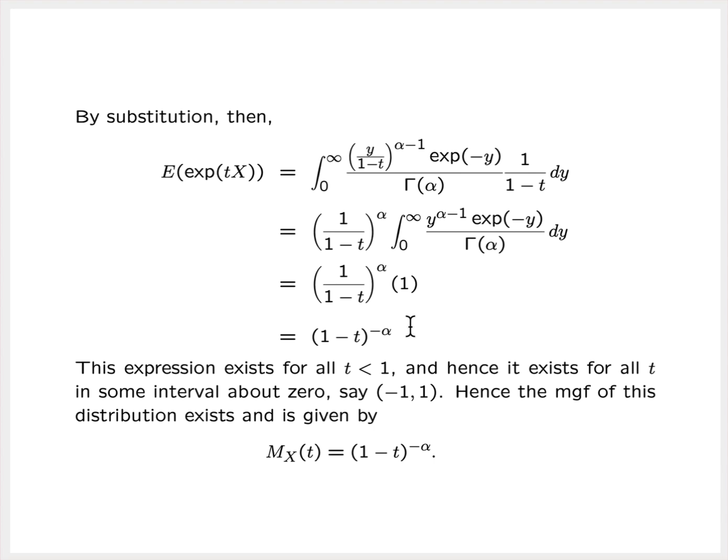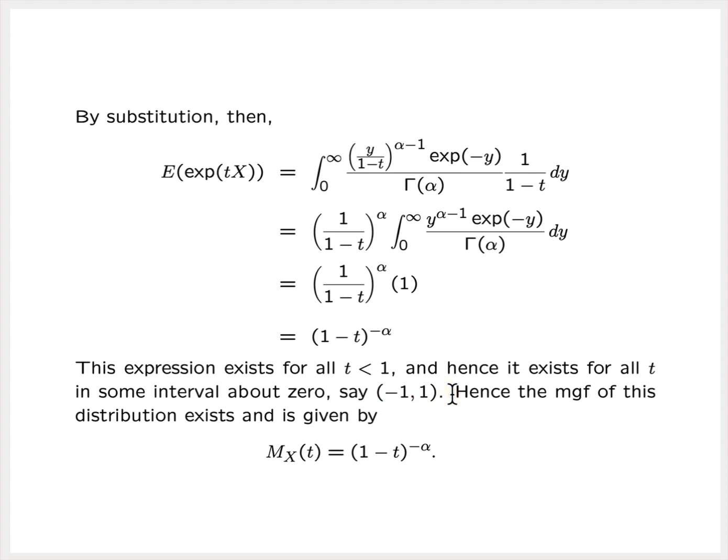Now, this expression exists for all values of t less than 1. If we look at this expression, we see that if t were equal to 1, then the denominator would be 0, and therefore this expression would not exist. But it does exist for all values of t that are strictly less than 1, and therefore it also exists for all t in some interval about 0, and we could just, for convenience, pick the interval from -1 up to +1, the open interval, right? So we're using parentheses here, and so it's an open interval, which does not include the endpoints.